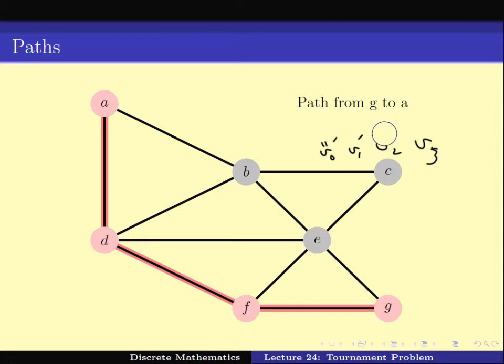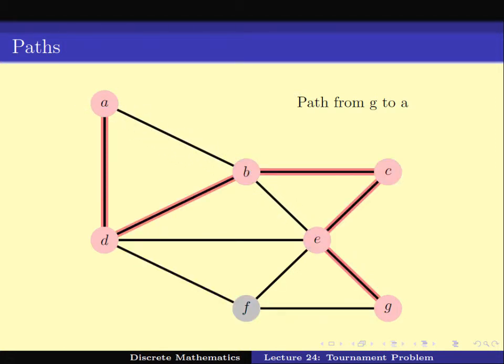There can be many paths from G to A. For example, this is a path, whereas I can also have this path, G to E, E to B, and B to A, which is also a path from G to A. So G, E, B, A is a path from G to A. Similarly, say this is another path from G to A, a much more convoluted path: G, E, C, B, D, A.